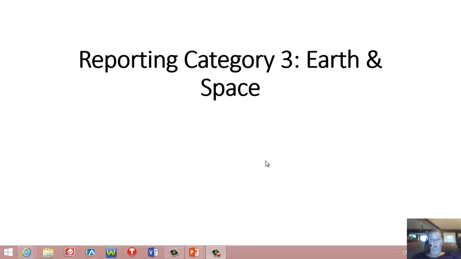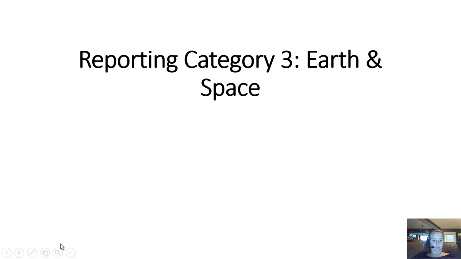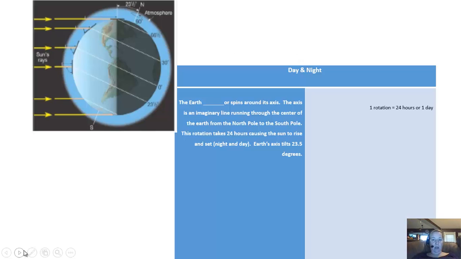Okay, so this is going to be reporting category 3, Earth and Space. And what we're looking at here is two things. We're looking at the difference between Earth's rotation and Earth's revolution around the sun. So in this picture here, we have the sun's rays on this side right here. This is the sun, and this is the Earth.